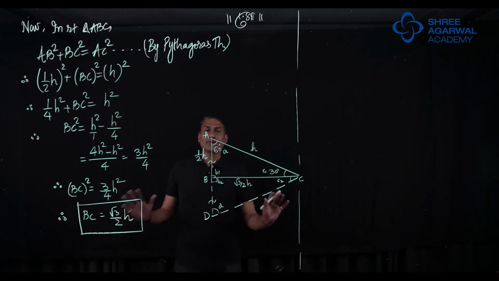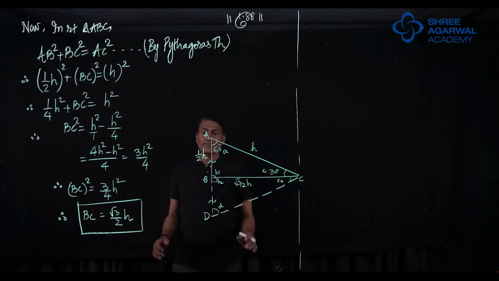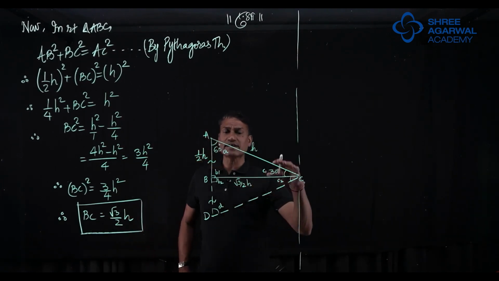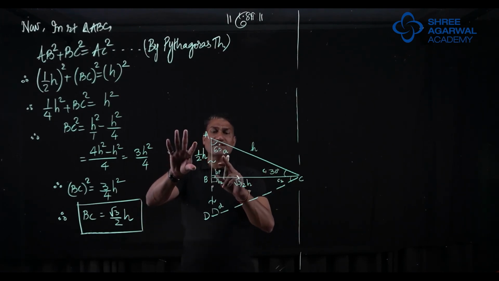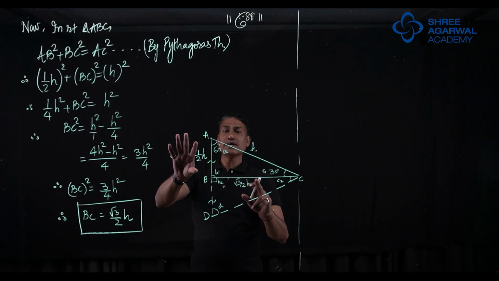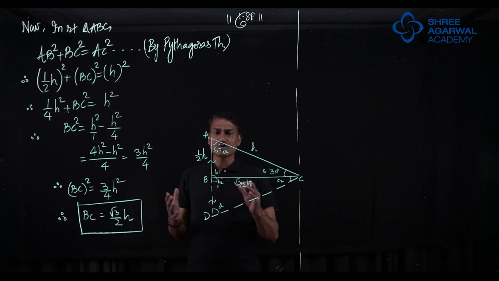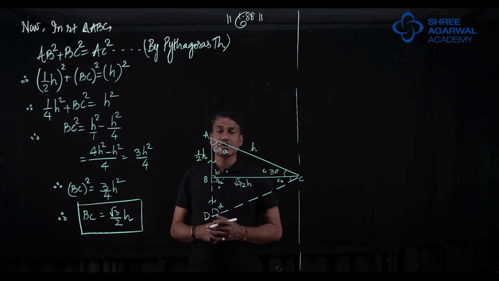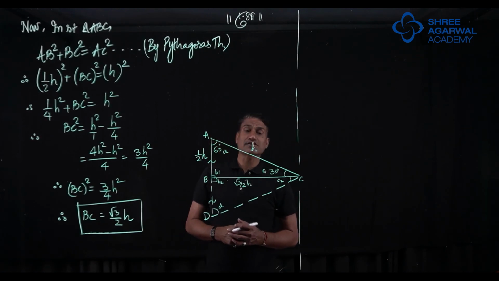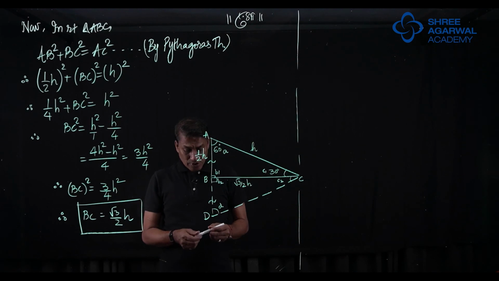So, this is the 30, 60, 90 theorem. We have proved that in the 30, 60, 90 theorem, the side opposite to 30 degrees is half the hypotenuse and the side opposite to 60 degrees is root 3 upon 2 times the hypotenuse. So, this was a proof. It normally comes for 3 marks. State and prove 30, 60, 90 theorem. So, I hope you understood.